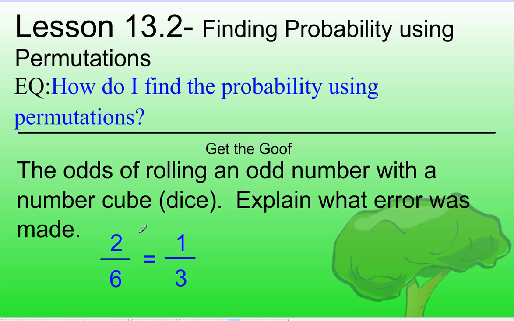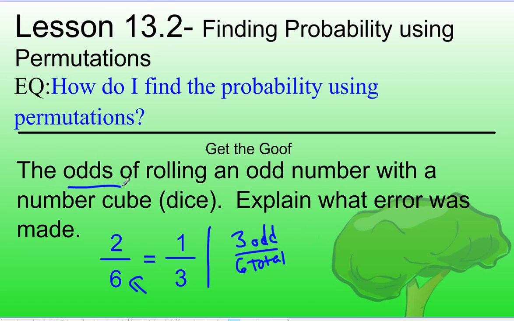Well, let's see. First thing first is they have theirs out of 6, which would be probability. But even as probability, their answer is wrong, because on a die there are 3 odd numbers: 1, 3, and 5. There's a total of 6. So if you were talking about probability, this would be the correct answer, and you'd simplify down to 1/2.